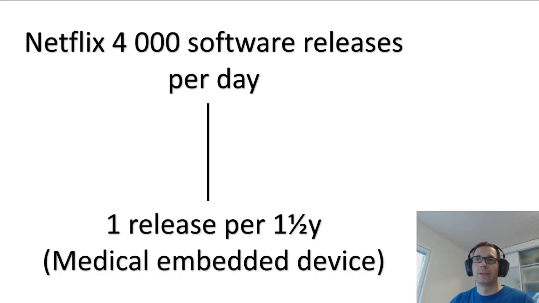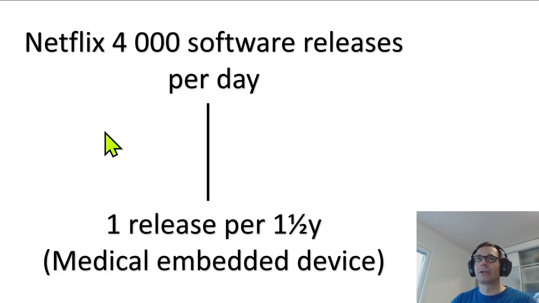So for example, it is quoted in one of the articles that I will put to the course Moodle that Netflix releases software 4,000 times a day. So 4,000 deployments to the production environment. And in the other extreme, we did a study where we looked into the release frequencies in some Finnish companies, and we found that there was a medical embedded device producer that did 1 release every 18 months.